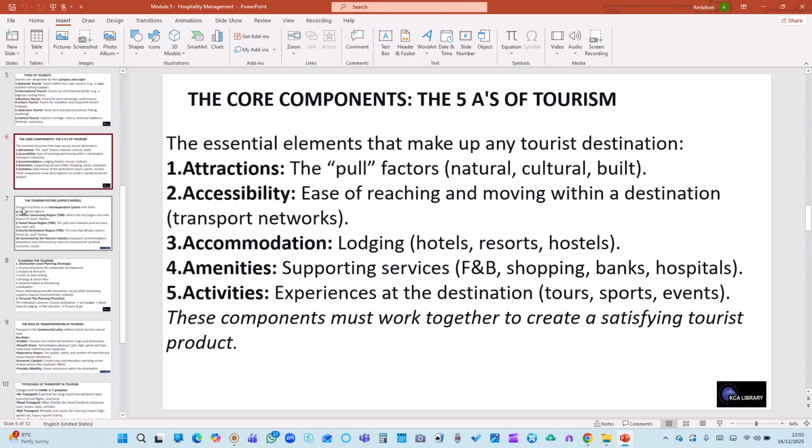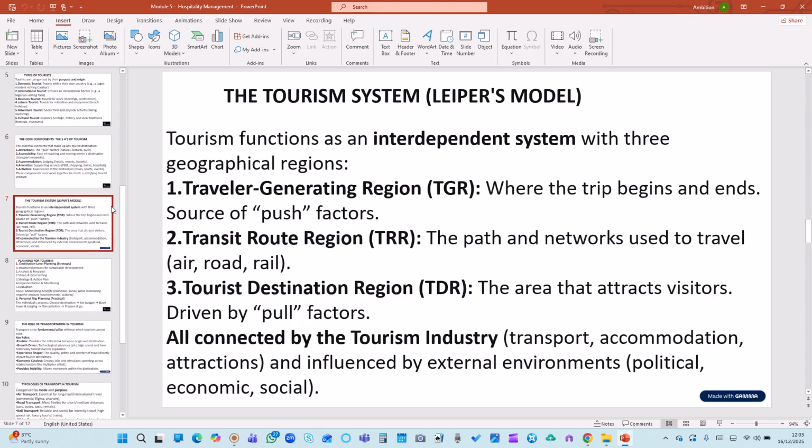Having known that, let's look at the tourism system using Leiper's model. Yes, tourism functions as an interdependent system with three geographical regions. The first one is the traveler generating region, TGR, where the trip begins and ends. That is the source of push factor.